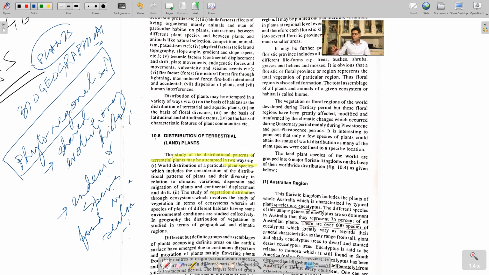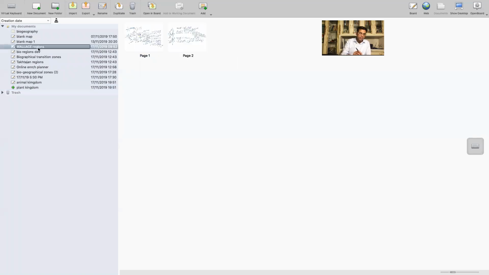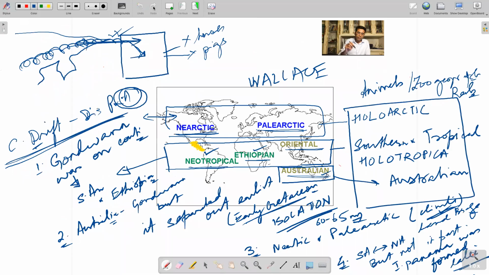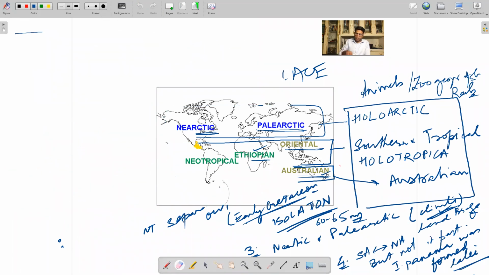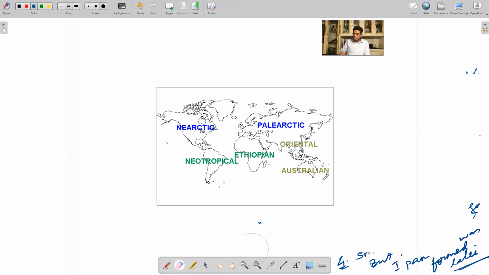And if you remember the concept, we have mentioned Engler's scheme, and we have mentioned Takhtajan's scheme. So Takhtajan's scheme is what we're mentioning right now. And in Takhtajan's scheme, what becomes unique is it more or less remains the Wallace regions. But the difference is that they have added a couple of more regions according to the uniqueness of flora. So you have to draw the Wallace regions, these animals.